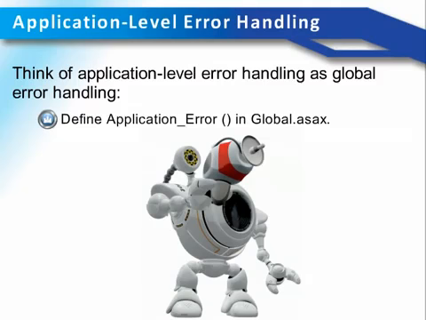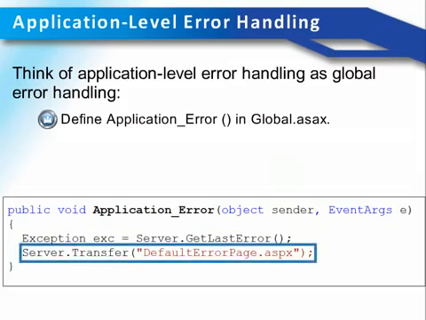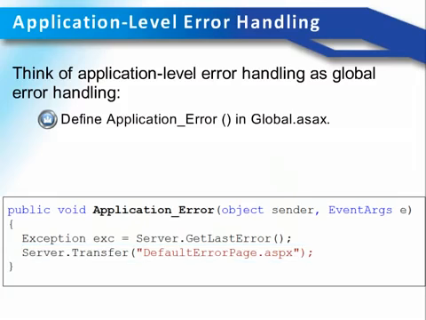Application-level error handling is implemented by defining a method called application_error within the global.asax file. In the example shown here, the application_error method transfers processing to a page called defaulterrorpage.aspx. Regardless of what error occurred, the user sees the result generated by defaulterrorpage.aspx. The code could still be enhanced to perform different processing depending on the type of error.